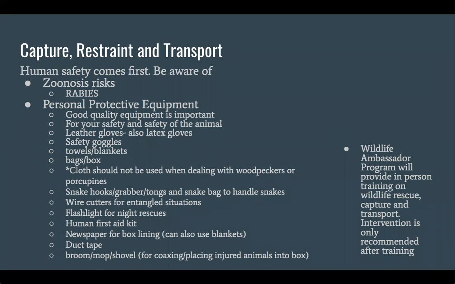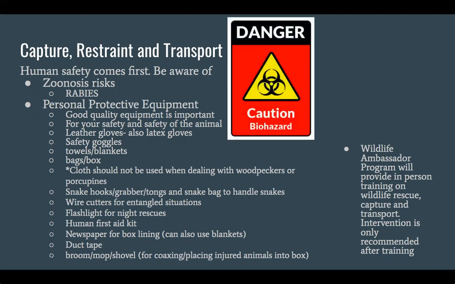Then the short intro to capture and restraint and transport. Always remember that your safety comes first. Be aware of the risks of zoonosis, and especially rabies, which is 100% deadly if not treated before symptoms start arising. But the disease can be prevented. It is 100% preventable with the proper vaccines. Now, personal protective equipment. Good quality equipment is always important. This is for your safety and the safety of the animal.